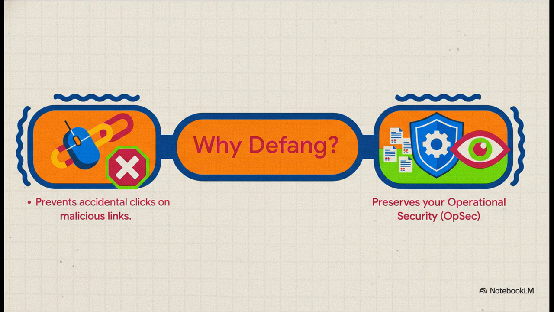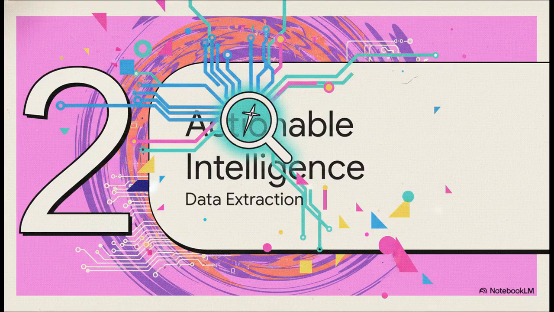So why do we do this? Well, it comes down to two mission-critical reasons. First, it stops you or your team from accidentally clicking on a live malicious link and getting compromised. And second, as we just saw, it protects your operational security, your OPSEC, by preventing your own tools from betraying you. Okay, so we've covered defense. Now let's flip the script and talk about offense.